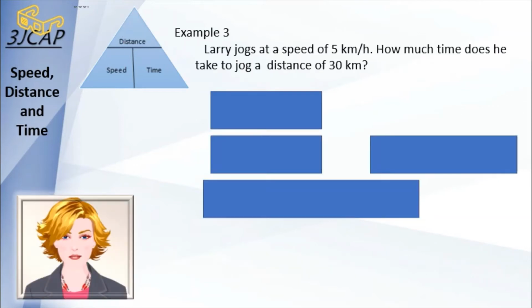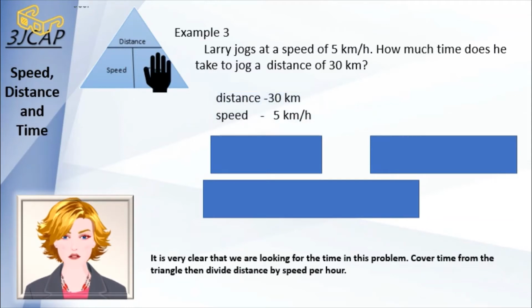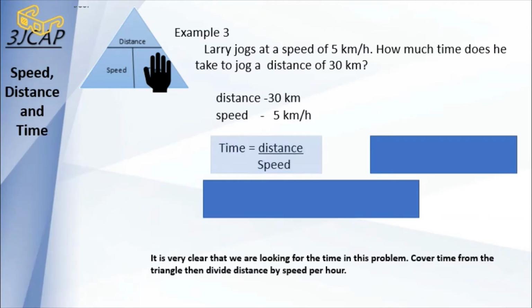Example 3. Larry jogs at a speed of 5 kilometers per hour. How much time does he take to jog a distance of 30 kilometers? It is very clear that we are looking for the time in this problem. Cover time from the triangle, then divide distance by speed per hour.